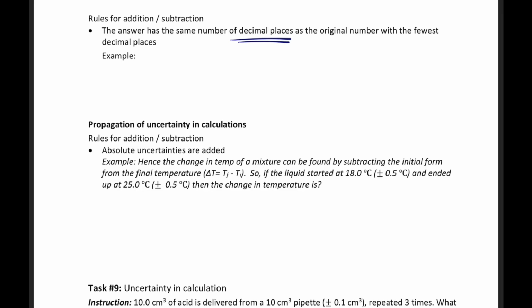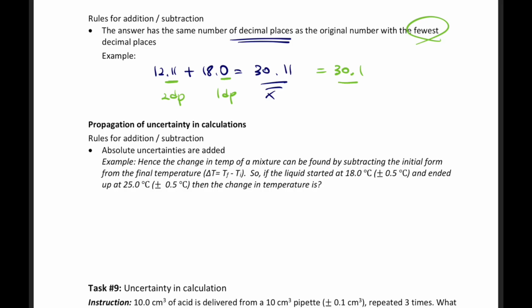Then when you add something like 12.11 with 18.0, the answer is 30.11. However, this is not the final answer yet, because we need to have the correct number of significant figures. The first number has 2 decimal places, and the second number has only 1 decimal place. Since we go with the fewest decimal places, our final answer should be 30.1. And this is the final answer for this case.